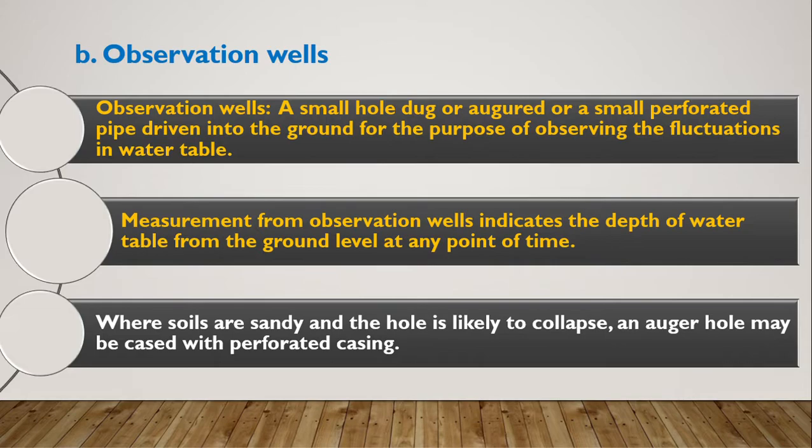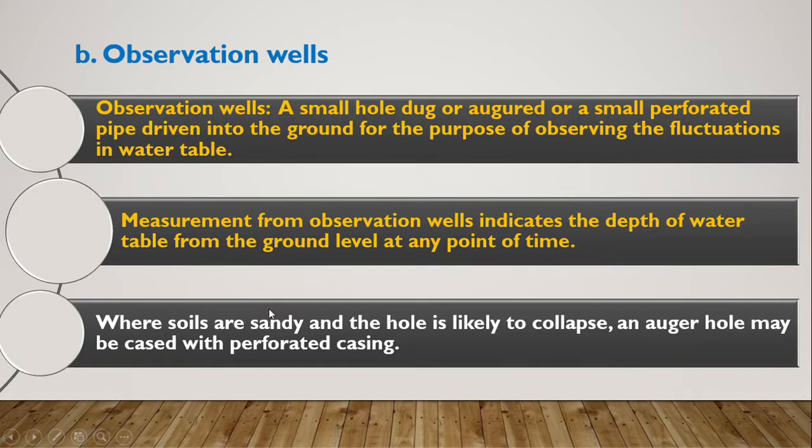Now we will move on to observation wells. Observation wells are a small hole dug or augered, or a small perforated pipe driven into the ground, for the purpose of observing the fluctuations in the water table. Earlier, piezometers were used for finding the hydrostatic pressure of water. Here this is used for finding the fluctuations in the water table. The measurement from the observation wells indicates the depth of the water table from the ground level at any point of time. So it will represent the depth of the water table.